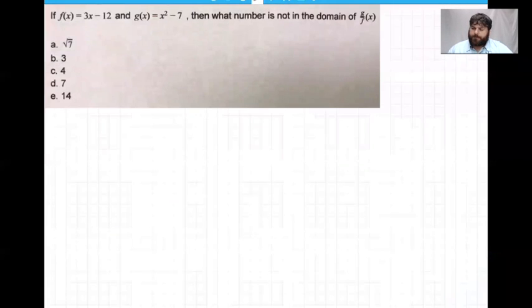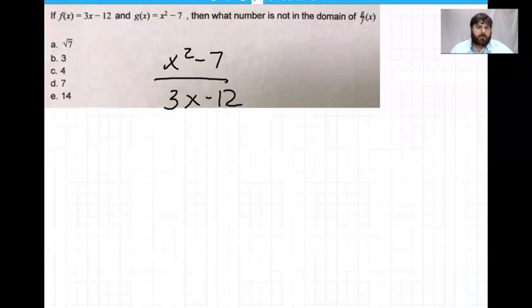All right, if f of x equals 3x minus 12 and g of x equals x squared minus 7, then what number is not in the domain of g over f of x? All right, so first thing we've got to find is g over f. This is the function g over f. We've created this new function by dividing.